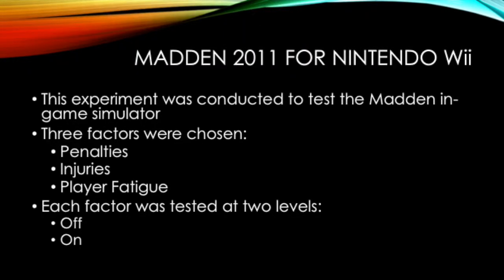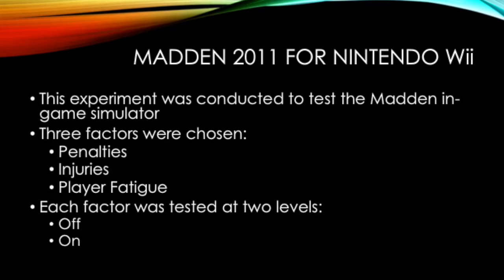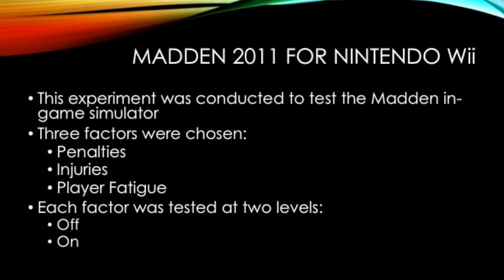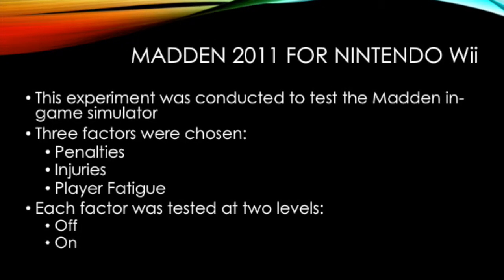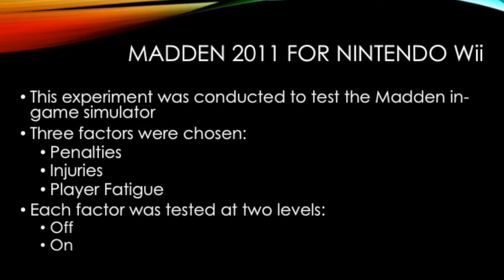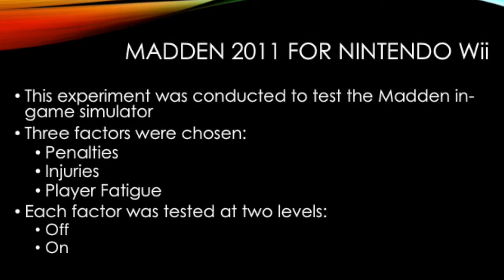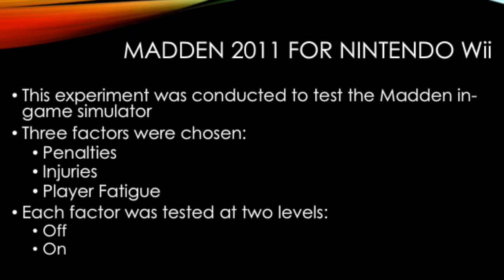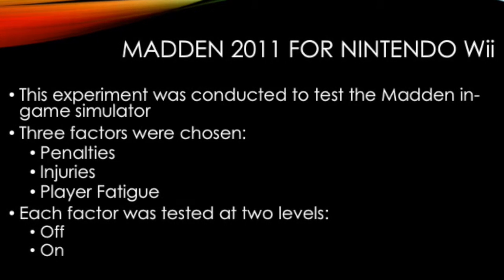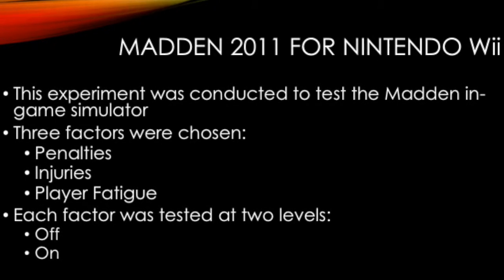We conducted an experiment to test the in-game simulator in the NFL Madden 2011 game. We wanted to test how different factors would affect the results in the in-game simulator. The factors we chose were penalties, injuries, and player fatigue. These factors were chosen because in a real NFL football game, these would affect the score.